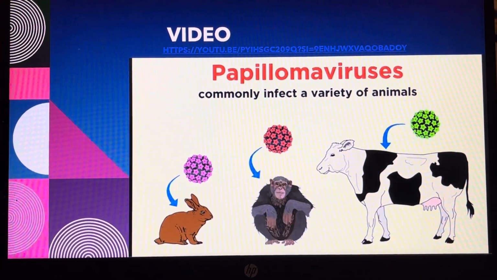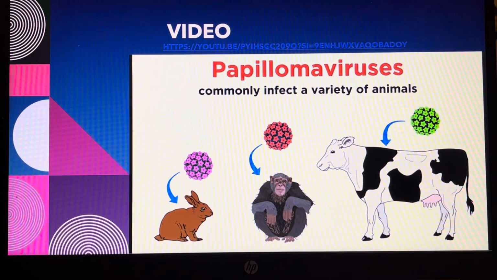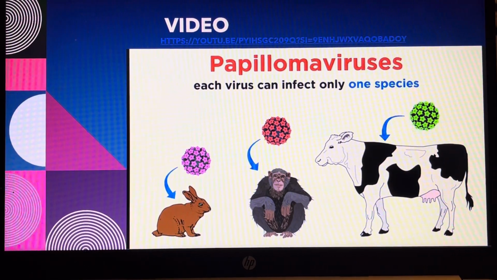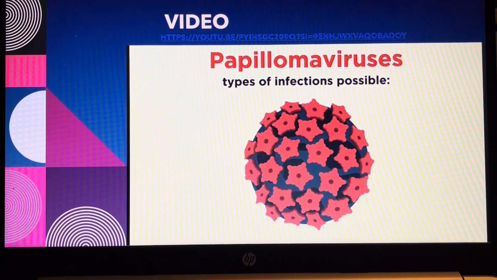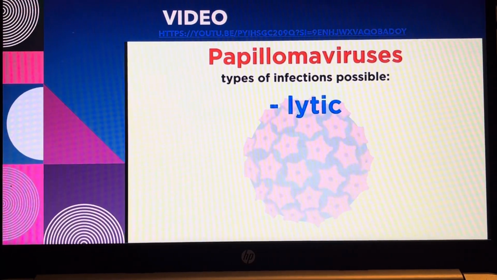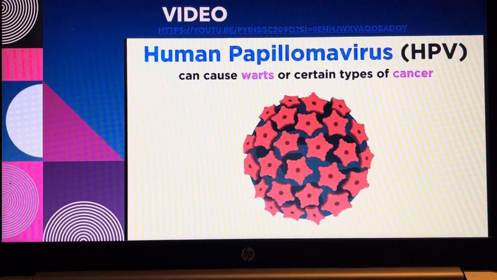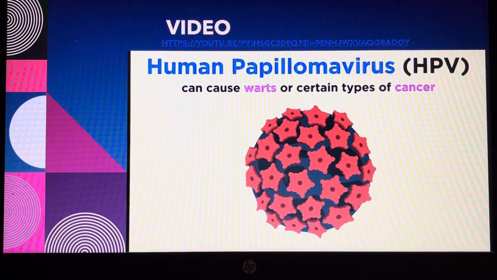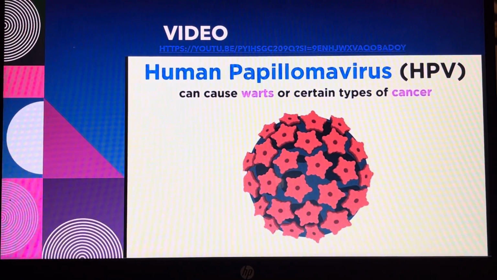It turns out papillomaviruses aren't unique to humans. They're actually exceptionally common throughout the animal kingdom, but each virus can only infect a single species. Depending on the host, papillomaviruses are capable of causing lytic, chronic, latent, and transforming infections. Human papillomaviruses in particular can cause warts, and several genotypes of these viruses are associated with certain types of cancer.